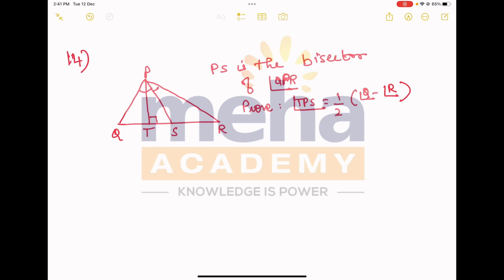Okay, children, we will continue with question number 14. It says that PS is the bisector. So when PS is the bisector, we know this angle and this angle will be equal, because a bisector divides the angle into two equal halves. Therefore, we know angle QPS is equal to angle SPR because PS is a bisector.